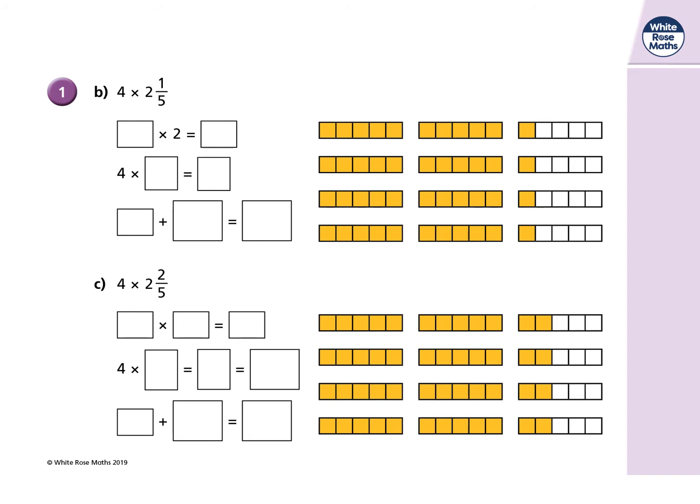Okay, so 4 times 2, then 4 times 1/5. Underneath you can see we've got 4 times 2 and 2/5. Yet again, we're following that same procedure. Break it down to 4 times 2 and then 4 times 2/5. Put those answers together and that should match the bar models you can see in front of you.